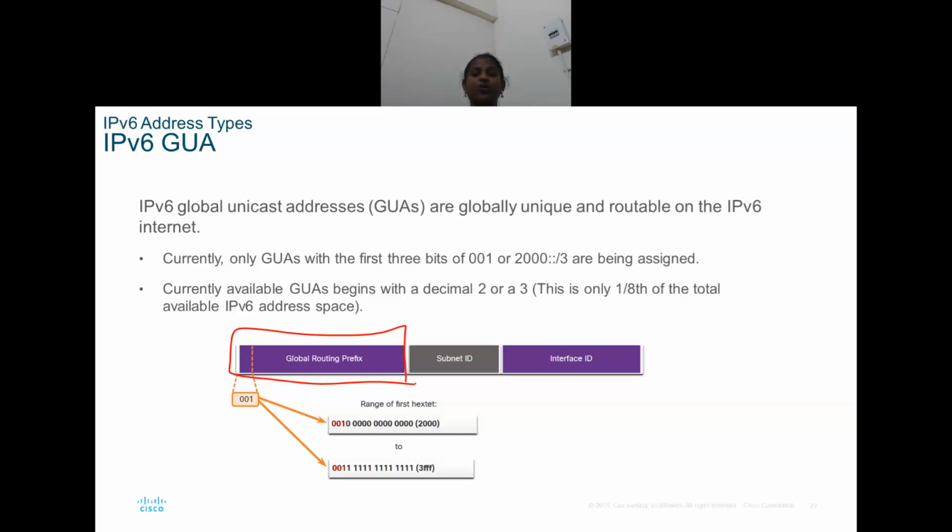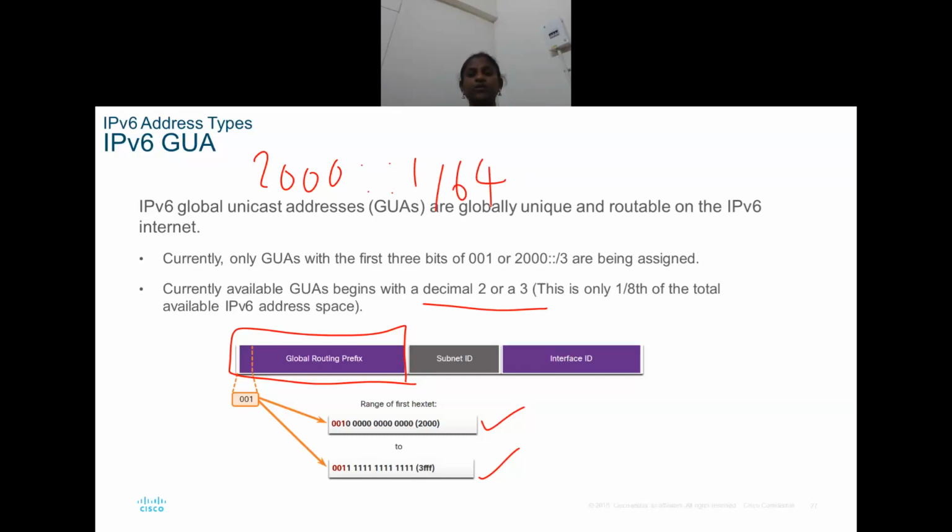That global routing prefix is given by the internet service providers. So internet service providers only can assign the global routing prefix. As of now, I told you, currently available GUAs begin with decimal digit 2 or 3. As you see here in these two cases, it starts from 2000 to 3FFF. After the global routing prefix, maybe your laptops will have an address starting from 2000:: /64. So this can be a valid IP address.